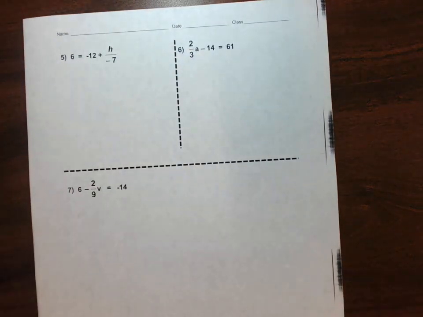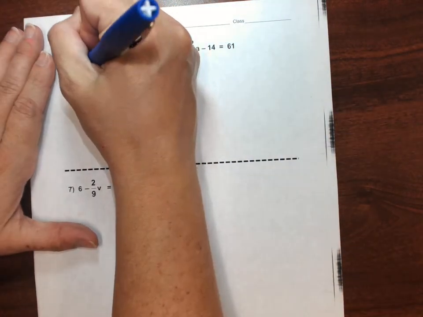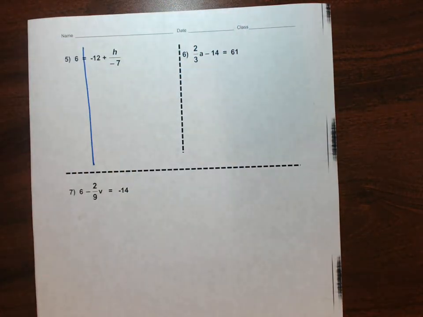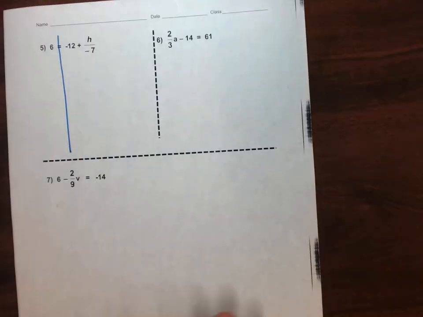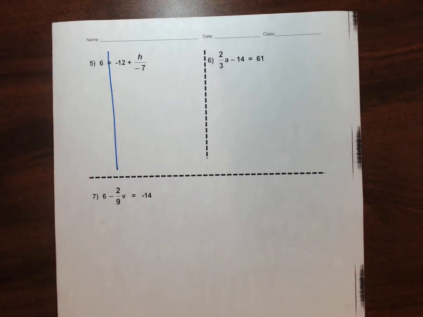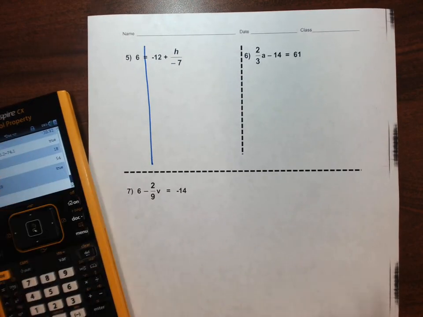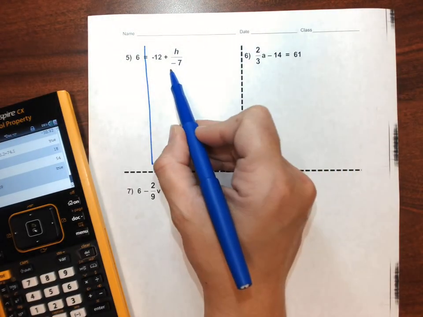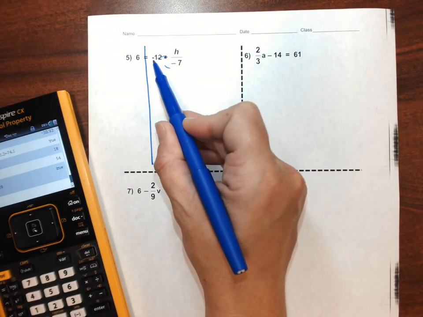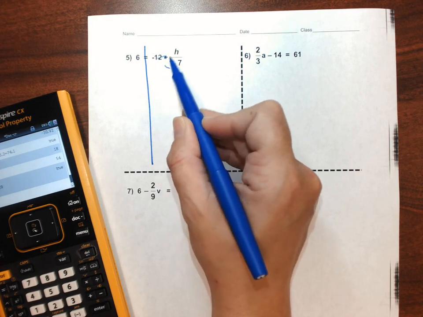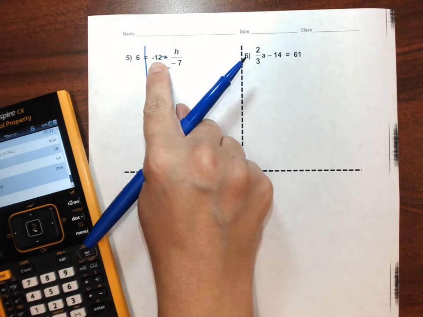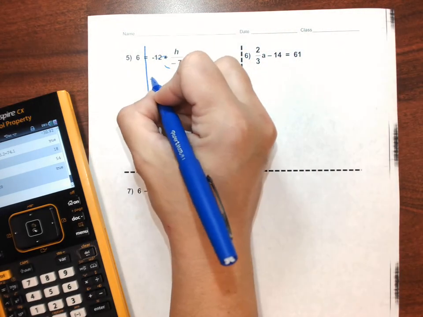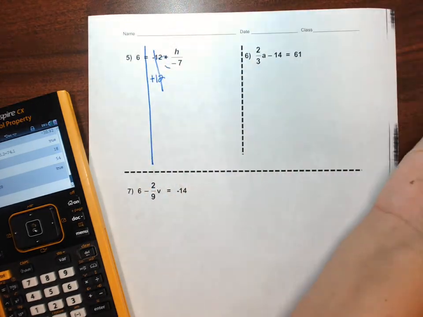So on number 5, I'd like you to pause and do number 5. It's set up just like number 4, so you can look back at number 4 to help. What am I going to start with? This negative 12, or this dividing by negative 7? I'm going to start with the negative 12, so I'll say plus 12, and those cancel out.